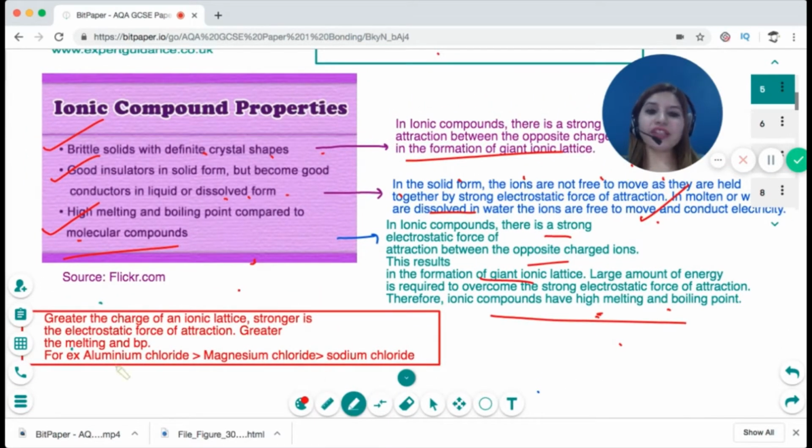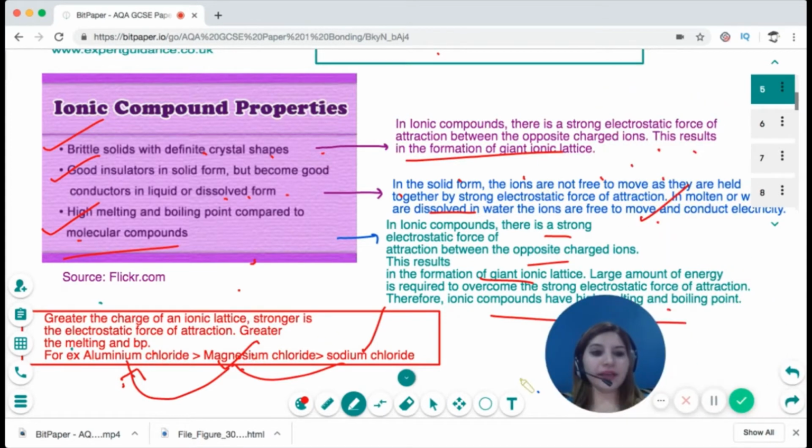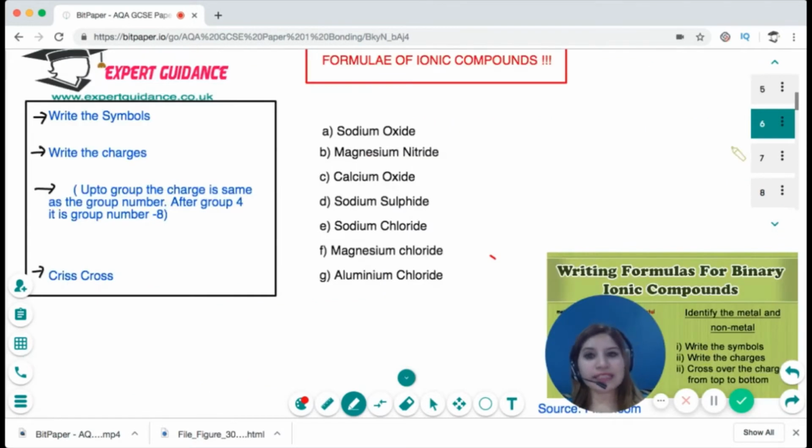However, if I asked you to compare aluminium chloride, magnesium chloride, or sodium chloride, which one will have a greater melting point, it depends on charge. The greater the charge, the stronger the electrostatic force of attraction. And remember, aluminium forms 3 plus, magnesium forms 2 plus, sodium forms plus 1. So since aluminium has a greater charge, it will have a stronger ionic lattice. So aluminium chloride will be stronger than magnesium chloride, which is stronger than sodium chloride. Okay, so I hope this is clear to you.